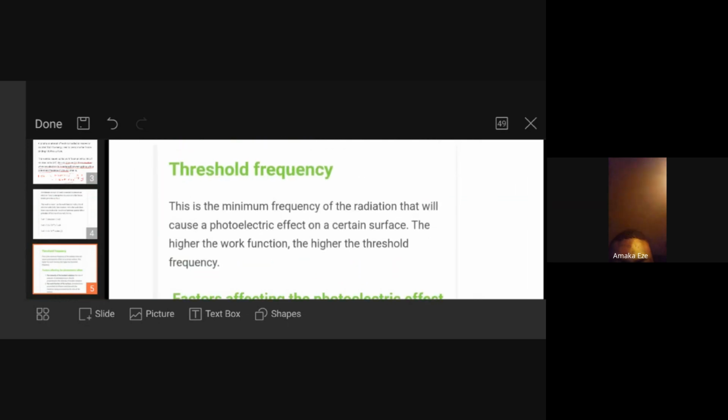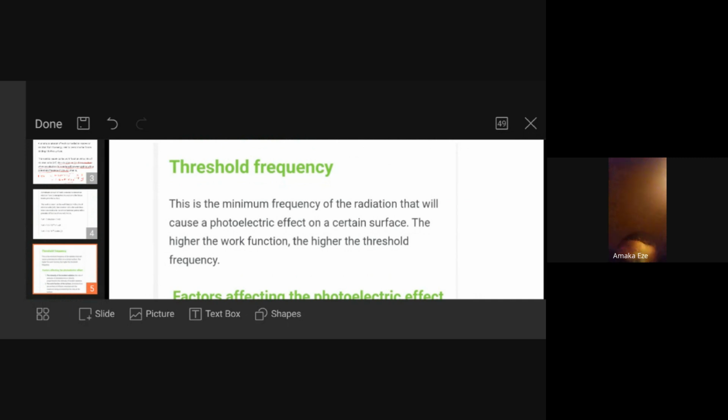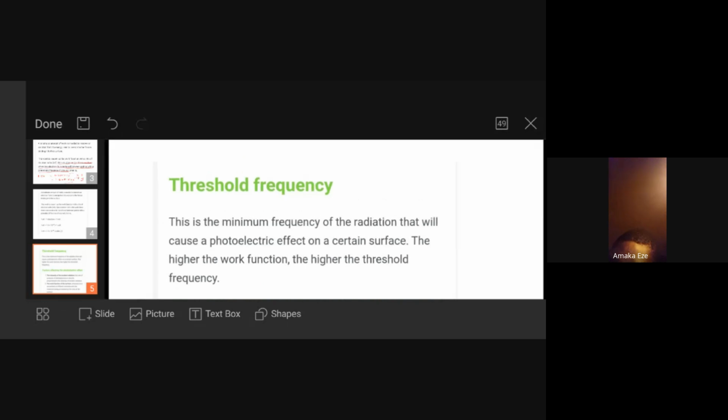Okay. Now the next thing I want to talk about is the threshold frequency. Now, what is threshold frequency? There's something I forgot to say when I started this explanation, when I defined photoelectric effects. Now, remember we said, who can remind me what I said about photoelectric effect? What is photoelectric effect? Someone should tell me what I said.